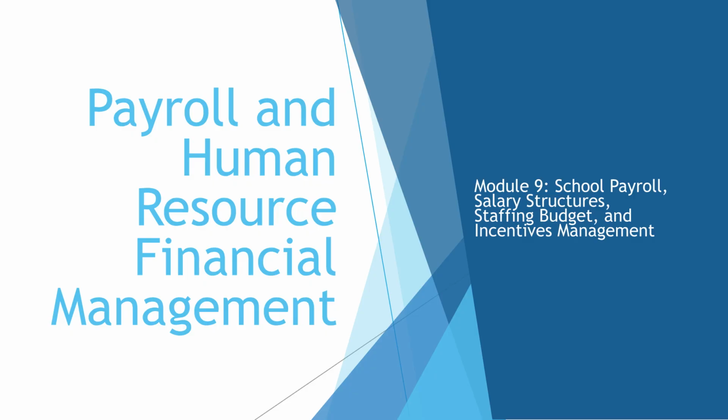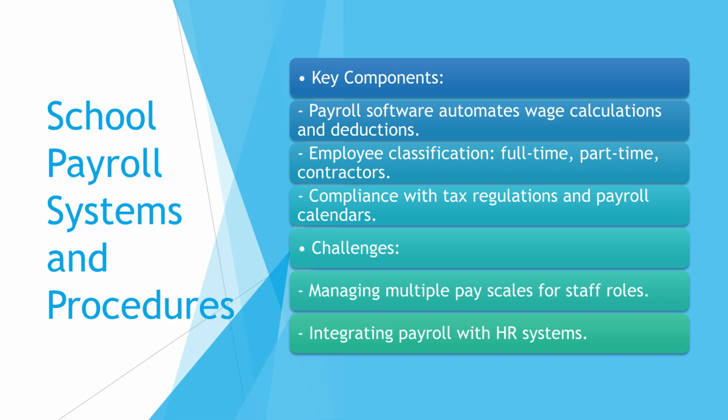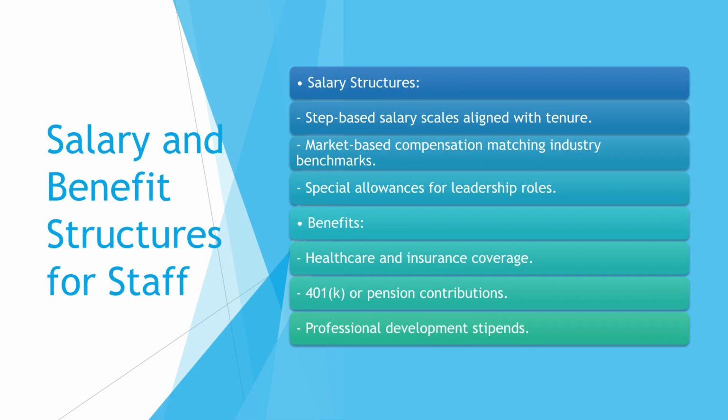Module 9 covers payroll and human resource financial management, including school payroll, salary structures, staffing budgets, and incentives management. Key components of school payroll systems involve payroll software, employee classification, and compliance with tax regulations. Challenges include managing multiple pay scales and integrating payroll with HR systems. Salary structures may be step-based, aligned with tenure, or market-based.